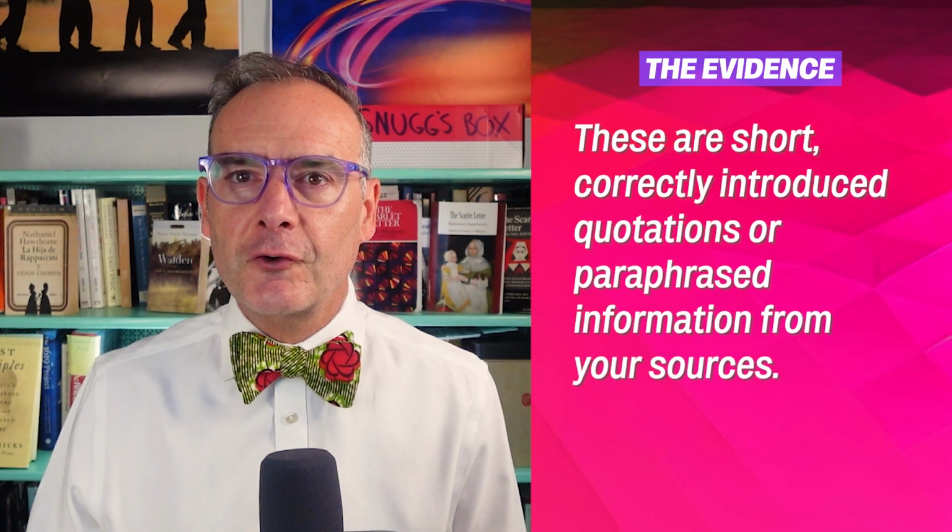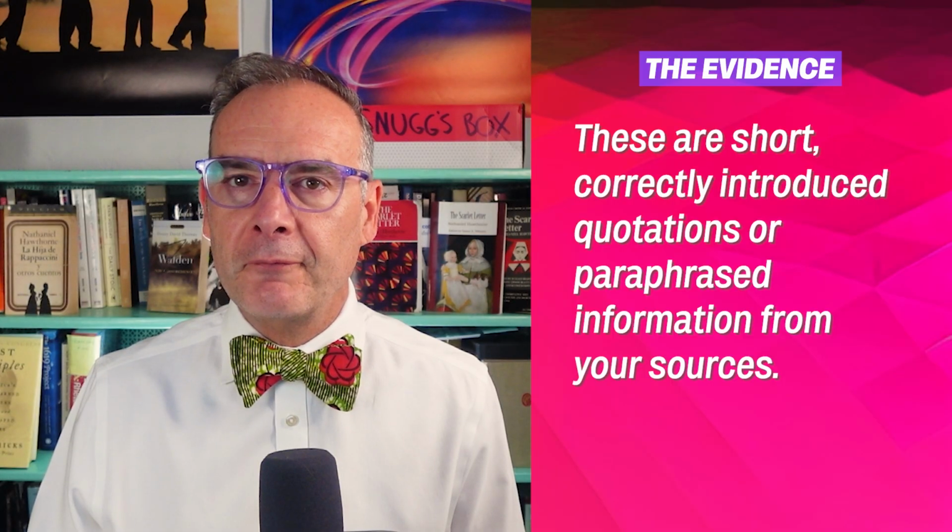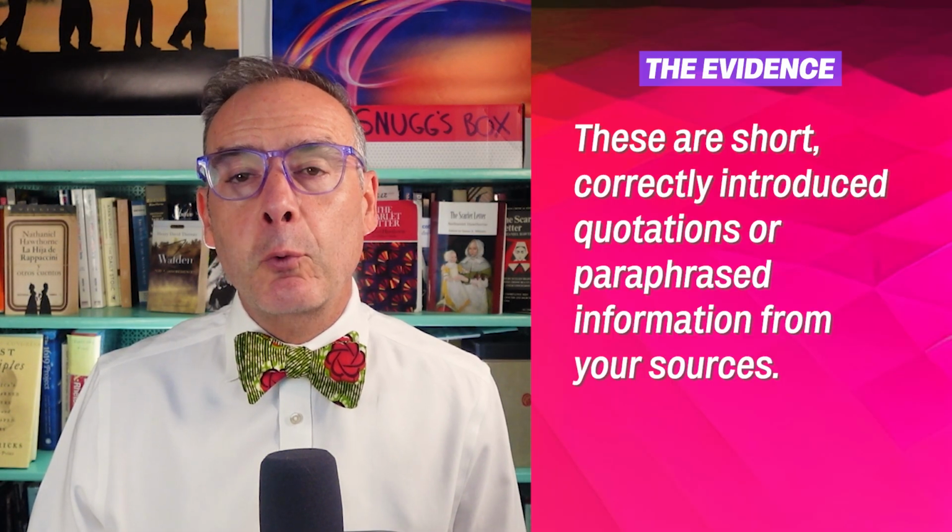If you know me at all, you know that a paragraph has 4 parts. 1, your topic sentence. The topic sentence should make an arguable claim that matches part of your thesis. 2, the evidence. These are short, correctly introduced quotations or paraphrased information from your sources. They support the claim in your topic sentence. 3 is commentary. This is one of the most important parts and one of the hardest parts to write. It shows how your evidence supports the claim in the topic sentence. You need to keep repeating the pattern evidence, commentary until you've proved your topic sentence claim. Finally is the concluding sentence, which connects the paragraph back to your thesis.